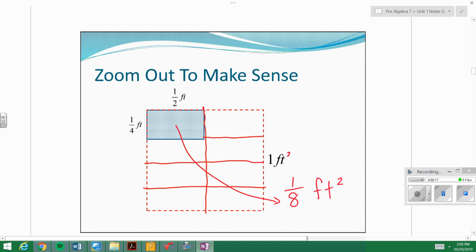Okay, I missed that there. That should say 1 square foot. Well, actually, no, it could be measuring its length. Anyway, I got distracted there. It is 1/8 of a square foot. So let's go back to our original problem. Area is equal to 1/2 times 1/4, and the end result ended up being 1/8. Could it be that easy?